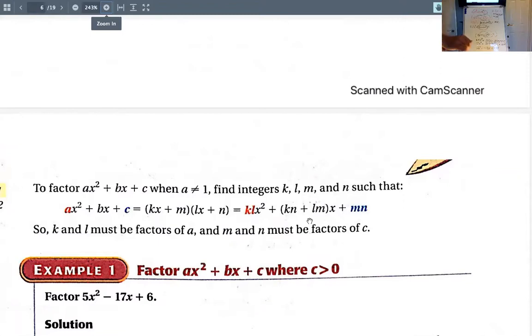Okay, so go ahead and factor this one here, please. Example 1, while I bring it up on my screen.